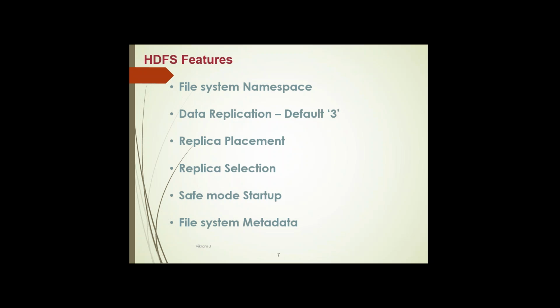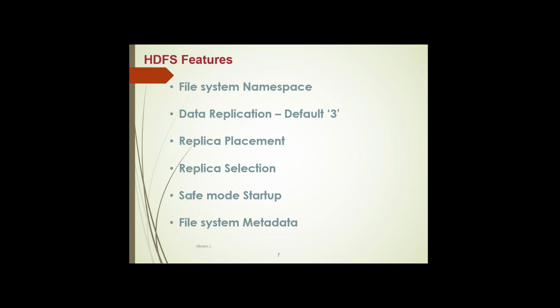Data replication by default is 3, and the replica placement will be taken care of, as I said. We will always try to maintain the 3 replication factor. How is this replica selection taken care of? If you enable this rack awareness concept, it will select the replicas of the blocks, how to select the replicas, the third copy and all, and how we manage the methodology of storing the replicas.